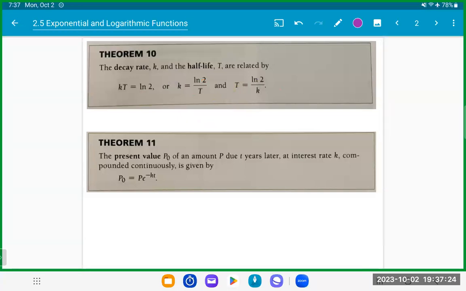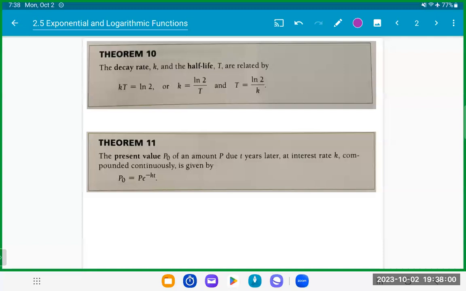The second theorem that we have here tonight is the present value, or P naught. We kind of talked about that earlier when we talked about population. I introduced the idea of P naught a little bit before the textbook does, but I thought it fit better in our initial discussion. So basically, the present value is your initial value or the amount due at t years.